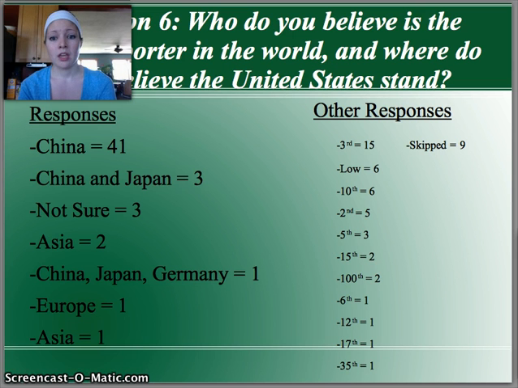And then I had a couple of people just generalize the answer of saying Asia, and I had a couple not sure. And then for the responses of where the United States stands, the most popular answer was third, which is right. And then I had a lot of people respond with very low answers, which I thought was kind of interesting. And then there was also a lot of people that just skipped the answer in general. I'm not sure if it was just lack of information or they just didn't want to answer.